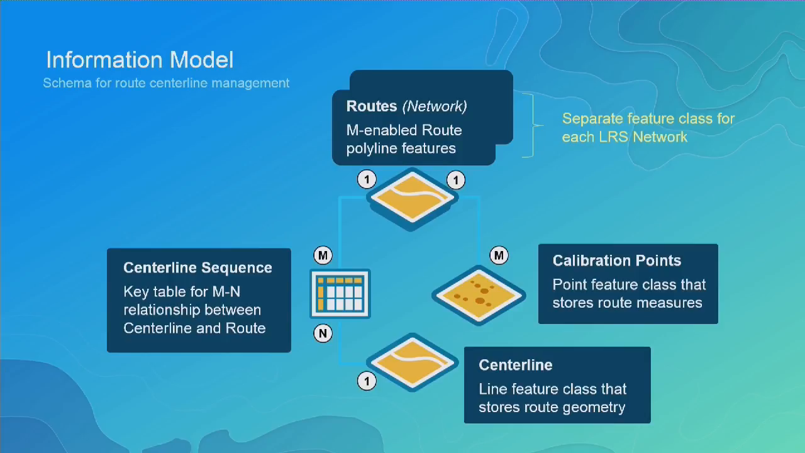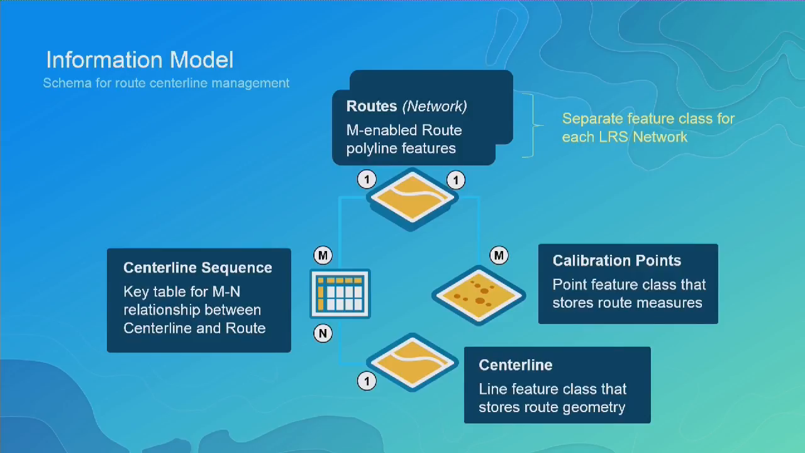So let's take a look at the information model. This is the key of pipeline referencing. For our information model, we always start at the centerline. The centerline is basically providing your geometry. It's saying where your routes are going to be built. The centerline is a simple polyline feature class, and it's providing the geometry to build your routes.